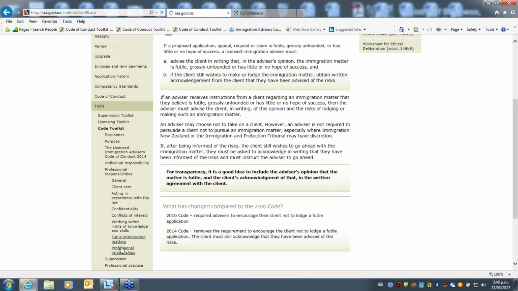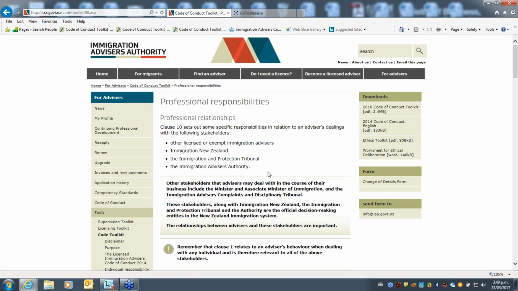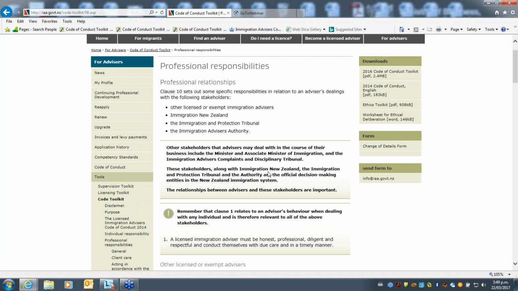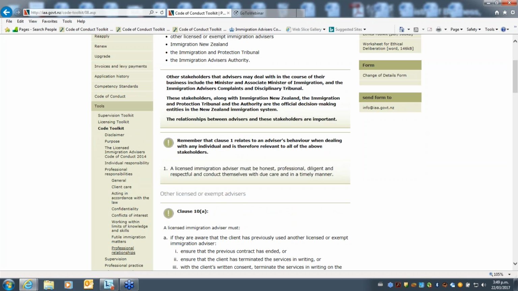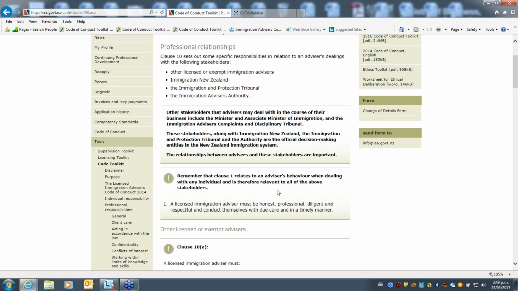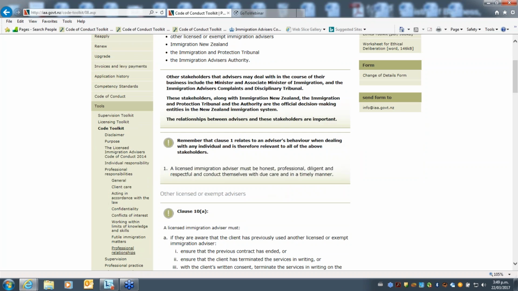And then the last section under professional responsibilities is clause 10, and it talks about professional relationships and some specific responsibilities that advisors have in dealing with other stakeholders. So this includes other advisors, Immigration New Zealand, the IPT and the authority. So it's important to remember that clause 1 applies, as we've talked about already, to your relationships with all of these people. So these are additional, more specific requirements.